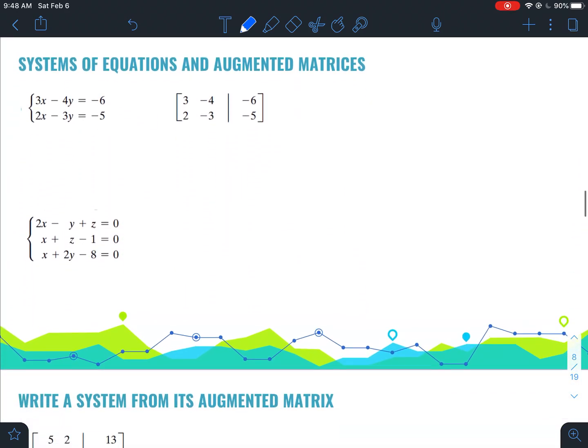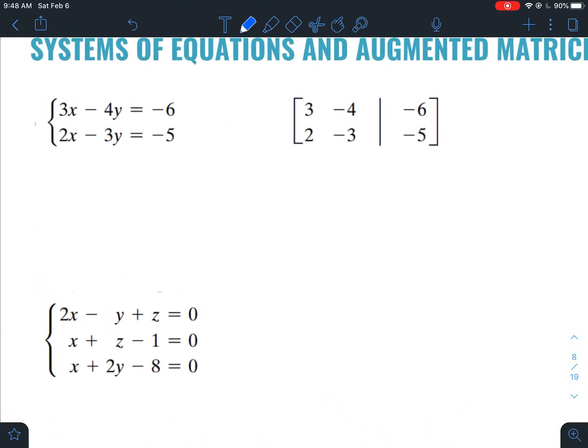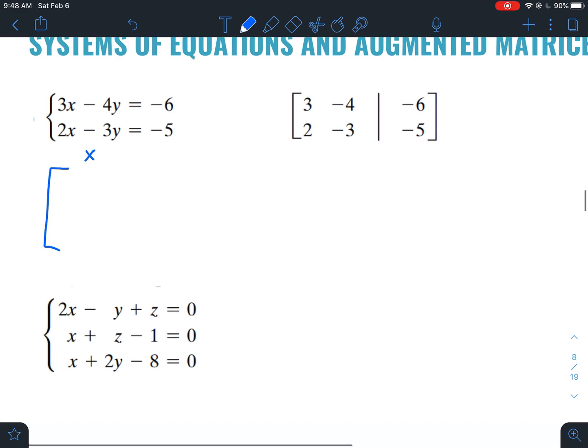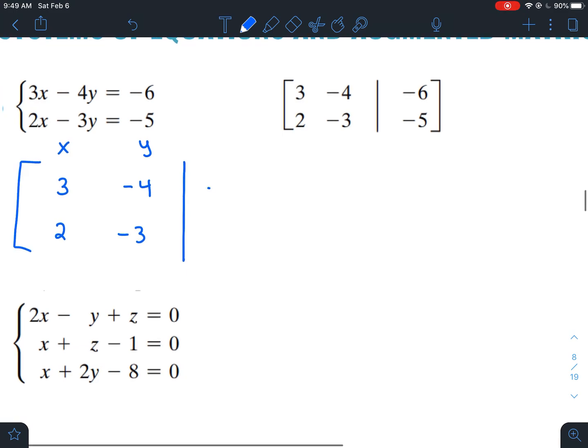All right, so an augmented matrix, and using that to solve a system of equations. This system has the x coefficients of 3 and 2 and the y coefficients of -4 and -3, and it has solutions of -6 and -5. So what you do is you put the x coefficients in your first column, so 3 and 2, and you put the y coefficients in the second column, so -4 and -3, and then you draw a line so that the solutions come after it, and that's why it's an augmented matrix. And then your solutions are -6 and -5.